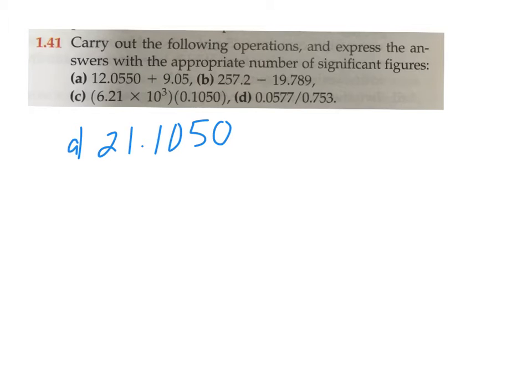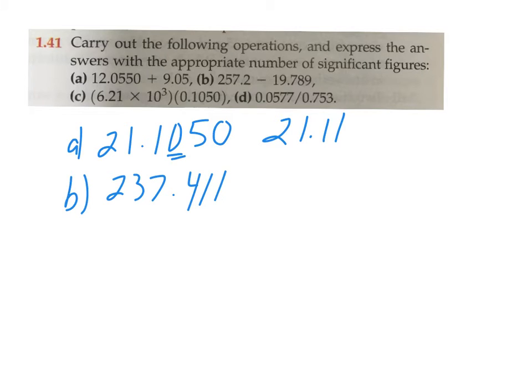For part A, when you add the two numbers together, you get 21.1050. But since we're adding, you have to find out the lowest place of accuracy. And 9.05 is rounded to the hundredths. So that means that this number needs to be rounded to the hundredths. So the digit behind is a 5, so I want to round up. So my answer should be 21.11.